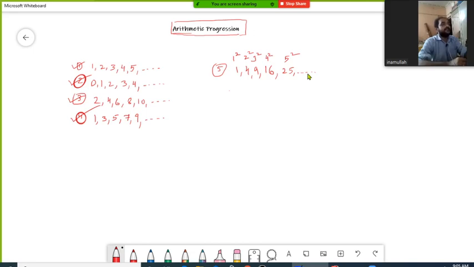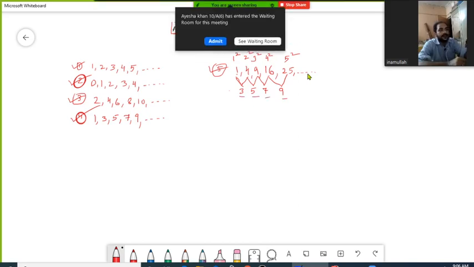if you take this series, this fifth one, the first number is 1, the second number is 4. When you take the difference between 1 and 4, it is 3. The difference between 9 and 4 is 5. The difference between 9 and 16 is 7. The difference between 25 and 16 is 9. Right? So these are the differences between two terms: 3, 5, 7, 9.